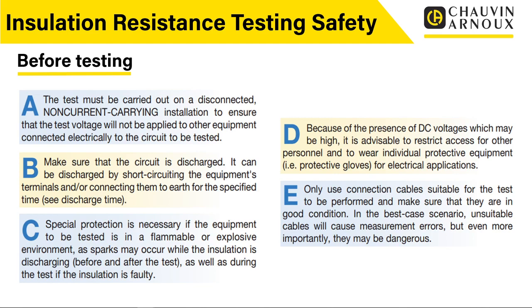So B, make sure that the circuit is discharged. It can be discharged by short-circuiting the equipment's terminals and or connecting them to earth for a specified time. So again, this is an important procedure, and when we start talking in the next webinar a little bit about the sort of high voltage testing, you will see on here that when we actually apply these test currents, equipment can become charged up to the voltage, and it can store that voltage unless it's fully discharged.